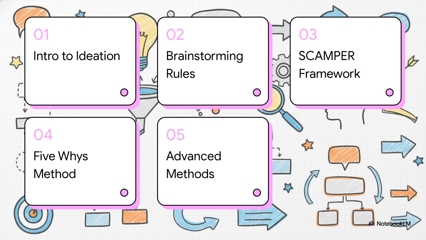So looking at today's syllabus, we've got a lot of ground to cover. We'll kick things off with an introduction to business ideation, then jump into the rules of brainstorming, followed by structured ideation using Scamper. After that, we'll tackle problem solving with the 5 whys, and finally wrap up with some advanced idea generation methods. Let's get right into it.